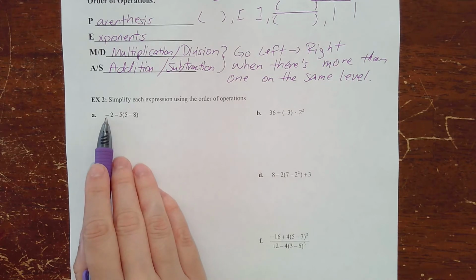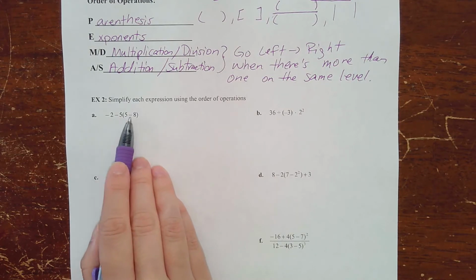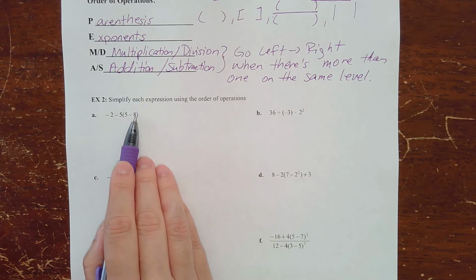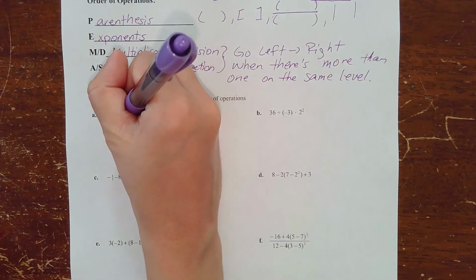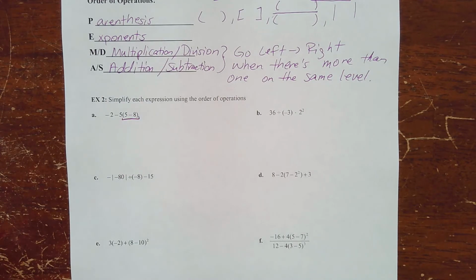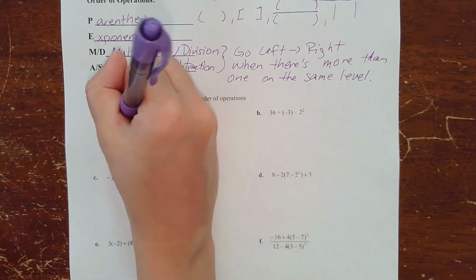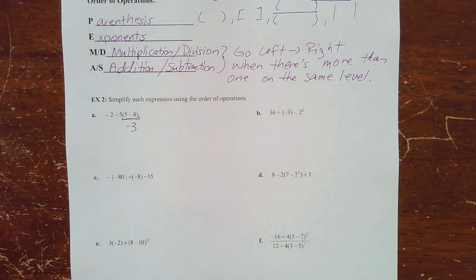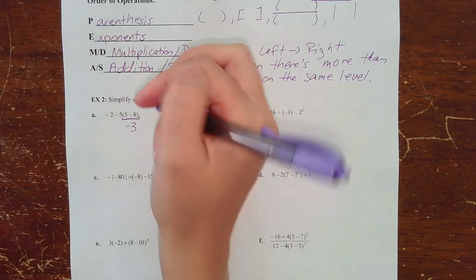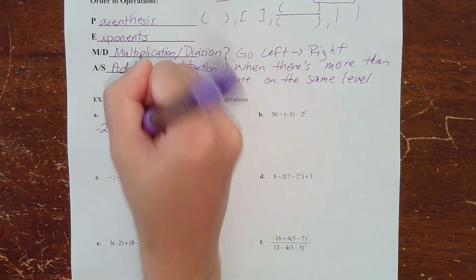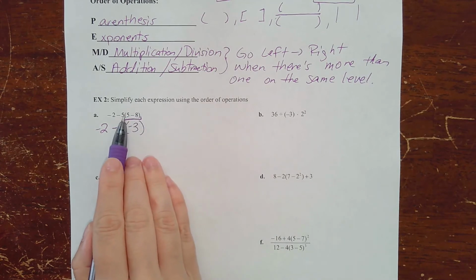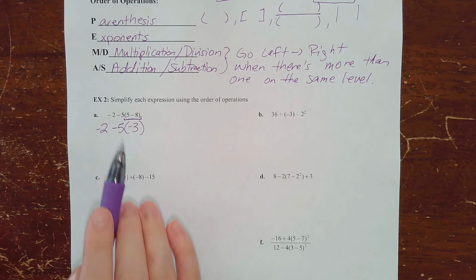So first one I have is -2 minus 5 parentheses 5 minus 8. So order of operations says to do parentheses first, so I'm going to start there. I'm going to start with 5 minus 8. Well, 5 minus 8 is -3. And after each step, you'll notice I always rewrite my problem. So I have -2 minus 5 times -3. And I know there's not a multiplication sign in there. That means multiplication if you don't see another symbol, okay?